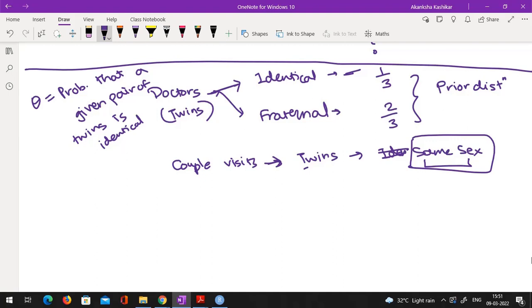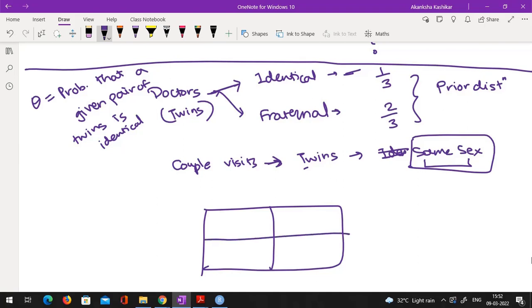Now the couple knows that they are going to have children of the same sex. Then do their chances of having an identical or fraternal twin differ from 1 by 3, 2 by 3? How would you do these calculations? Let me go to the usual bivariate conditional probabilities that we used to do in BSc.